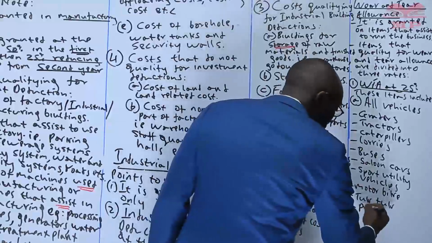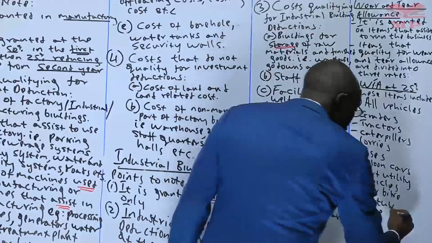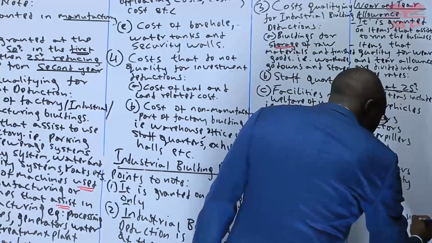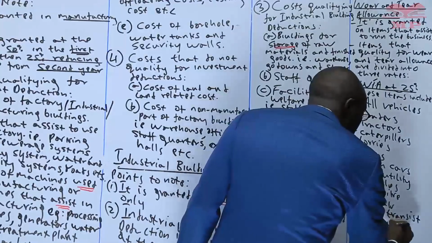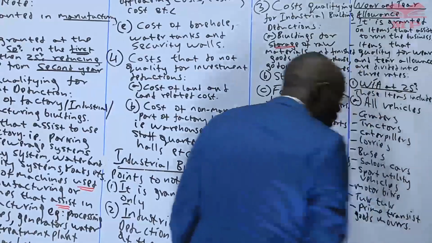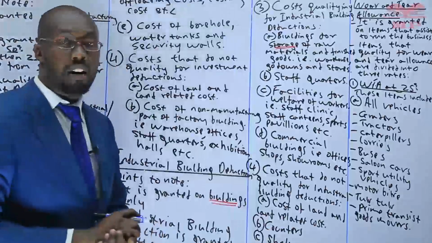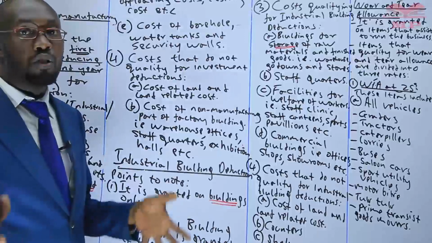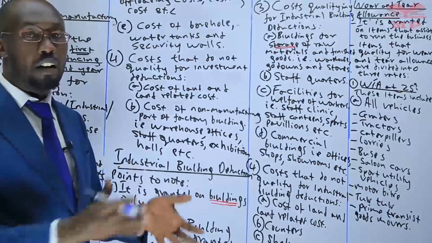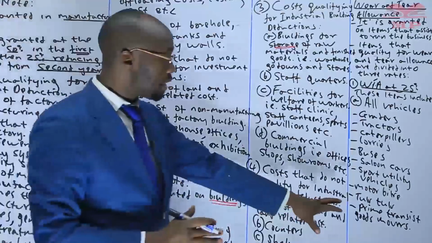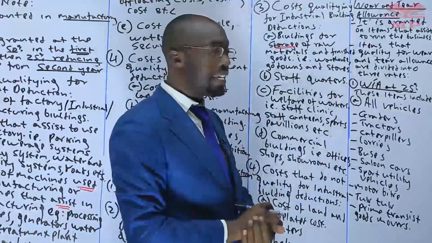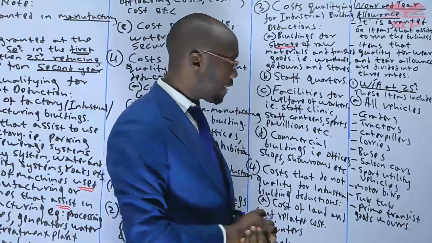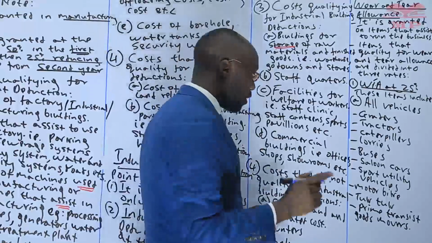You can add another one here, prime transit goods movers. These are those heavy vehicles that move cargo. You normally find them with a container, pushing or pulling a container. Those are prime transit goods movers. So they are all under vehicles and they qualify for wear and tear allowance at the rate of 25%. That is A, under 25.